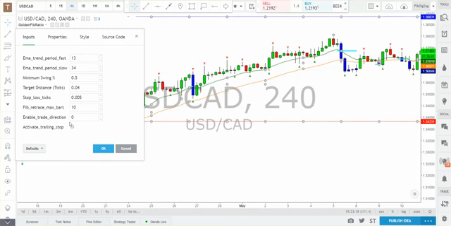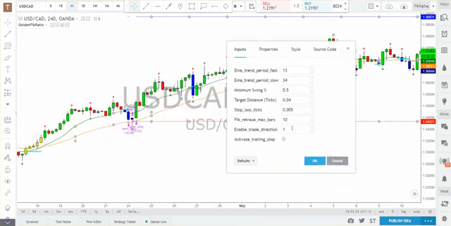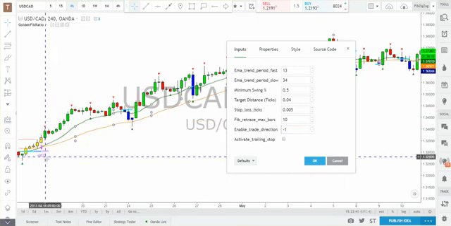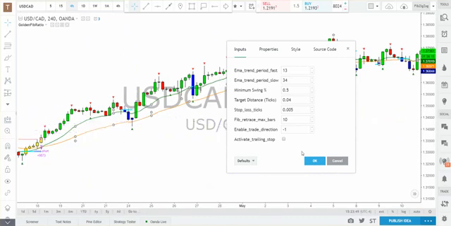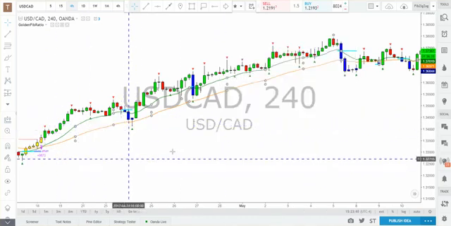This enable trade direction. Currently it's set to 0, meaning it will take both long and short trades. If you want, you can take long only trades by setting this to 1. Okay, and it will only take short trades by setting this parameter to -1. As you can see, our long position disappeared. So I'm gonna keep that.